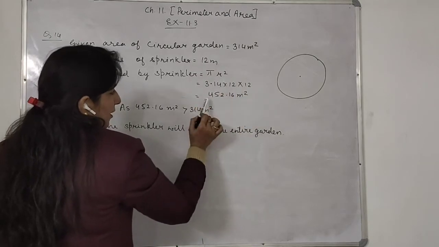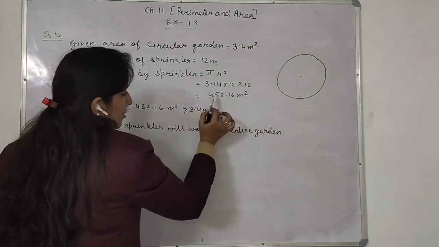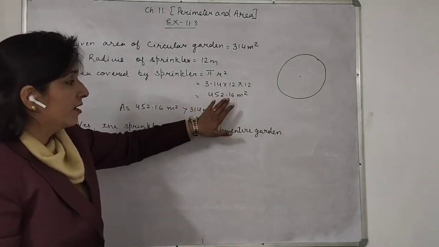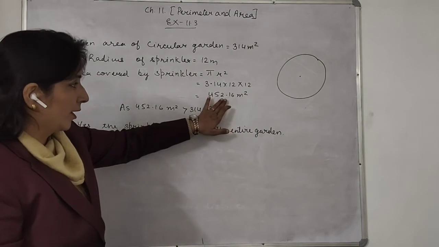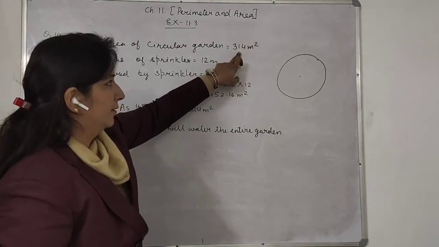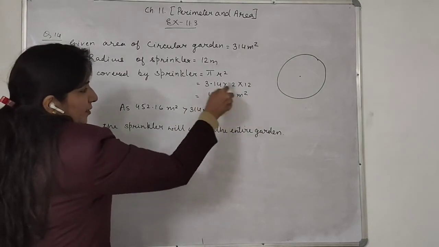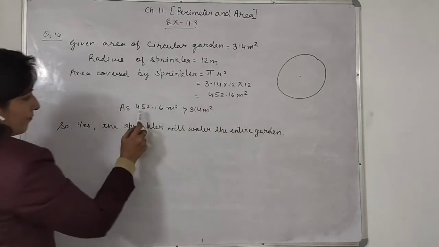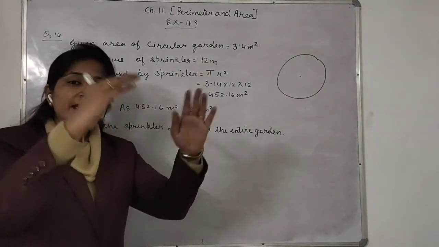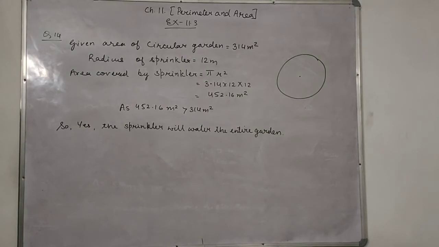After calculating, we can see the sprinkler can sprinkle the water in an area of 452.16 square meters. In this total area, the sprinkler can sprinkle. Now this area is greater than the area of the complete circular garden. It means it can sprinkle the water in this much area, which is greater, so the sprinkler will water the entire garden. So this is the solution of question number 14.